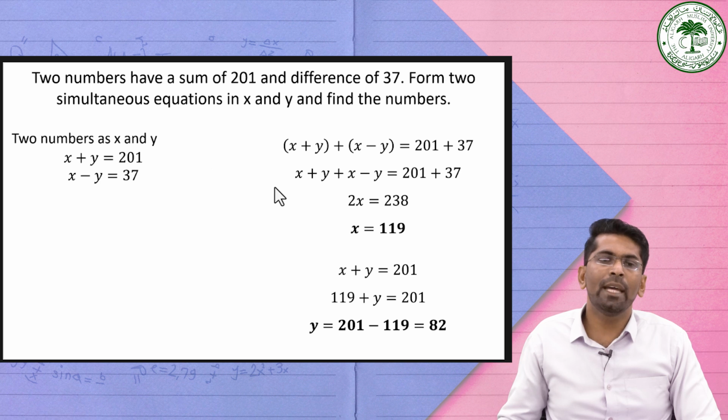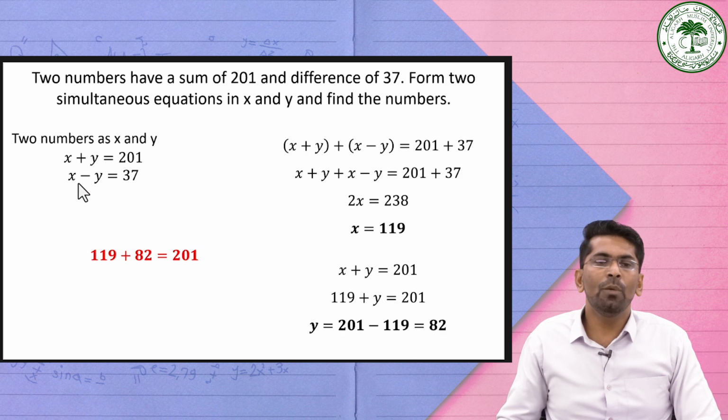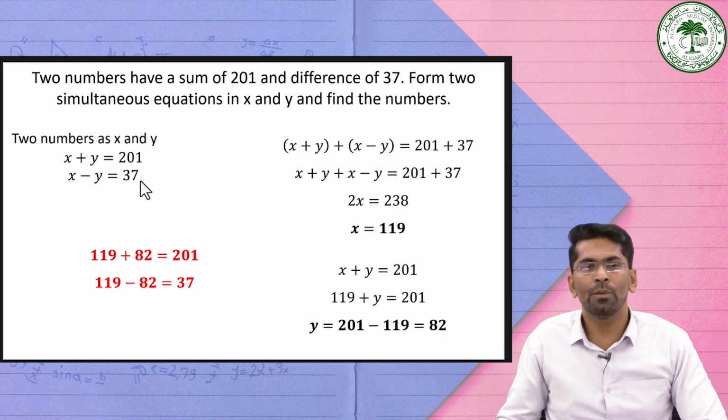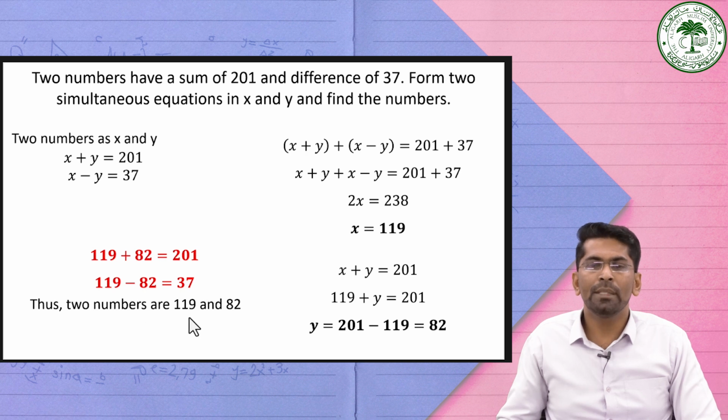You can check whether these values satisfy the sum and the difference. Substituting x and y: 119 plus 82, if you add these two terms, we get 201. And 119 minus 82 gives 37. Therefore, the solution is that the two numbers are 119 and 82, so x is equal to 119 and y is equal to 82.